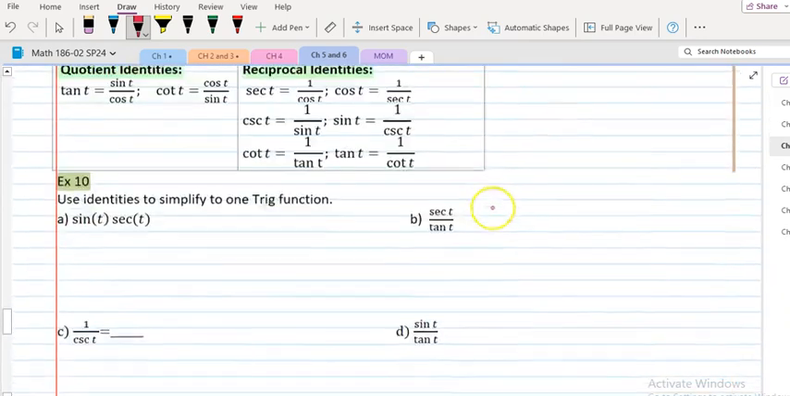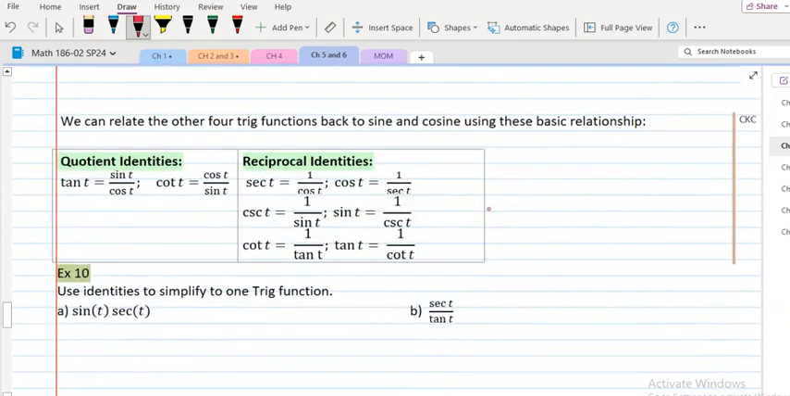Okay, so more identities. Quotient identities: by the definition, tangent is y over x, which is just sine over cosine. Cotangent is cosine over sine, so we call these quotient identities. Reciprocal identities, which I mentioned when we were using the calculator: if I want to do secant, I just plug in 1 over cosine. So cosine and secant are reciprocals of each other. Cosecant and sine are reciprocals of each other, and cotangent and tangent are reciprocals of each other.